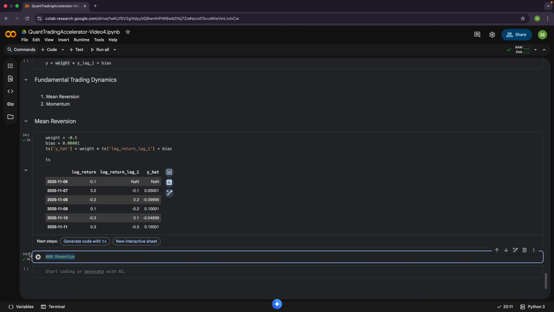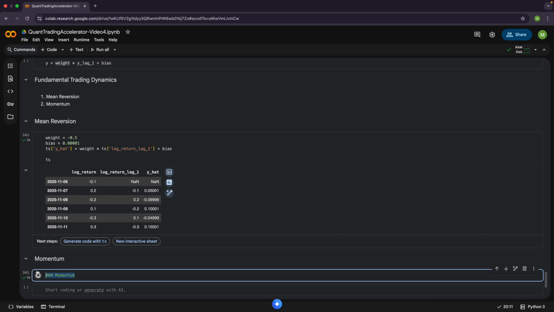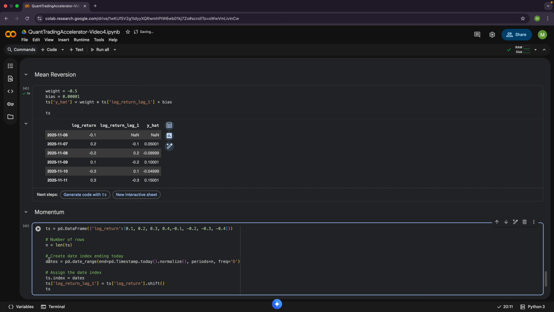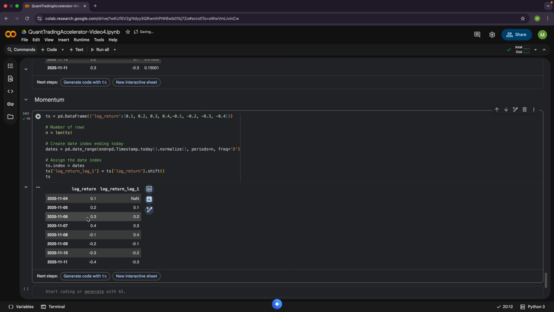Oops, I'm going to put that as a text. And so with momentum, what I'm going to do is create a new time series that exhibits momentum behavior. So you see here that the previous log return seems to be consistently going up, and then it goes down. And if you look at the lag, what we want to do is predict the log return from the lag.